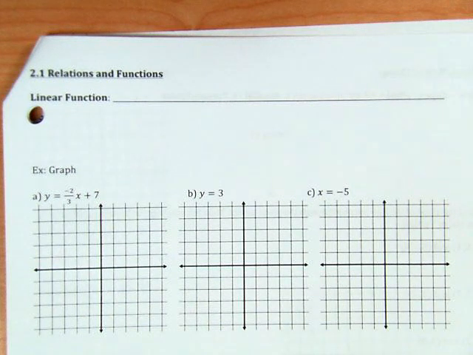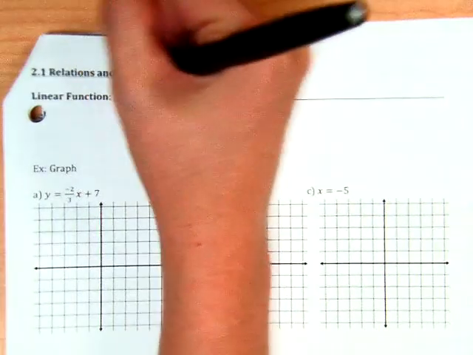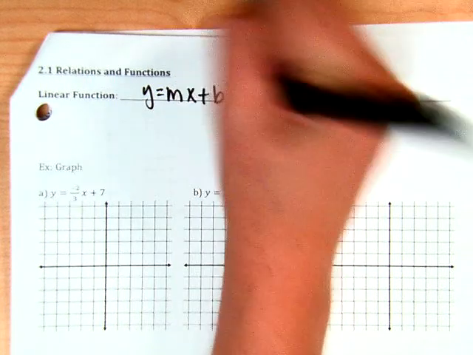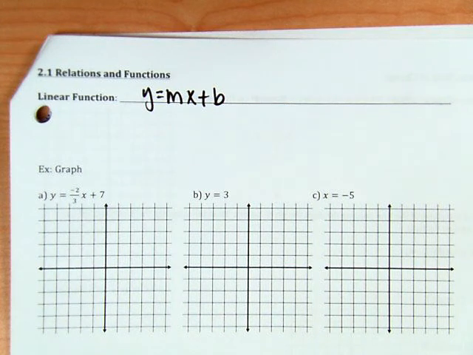2.1 day 2. Relations and functions again. Now we're talking about linear functions. We did this all in 9th grade. That's my y equals mx plus b function. That lovely thing. I'm going to write in a different color.